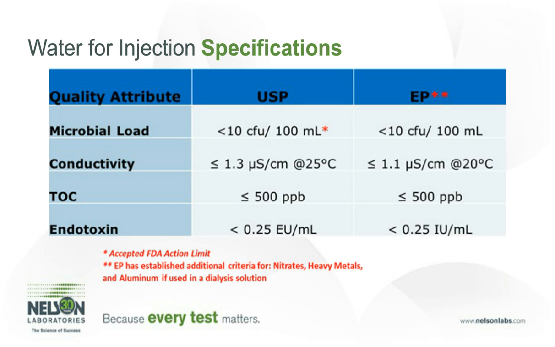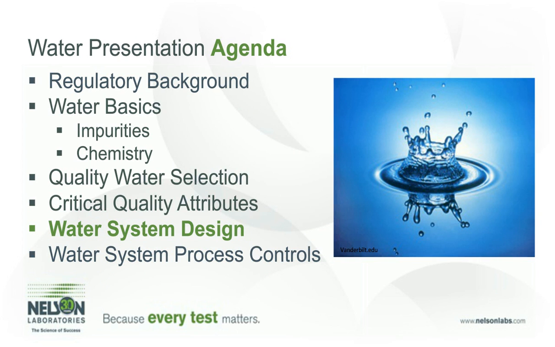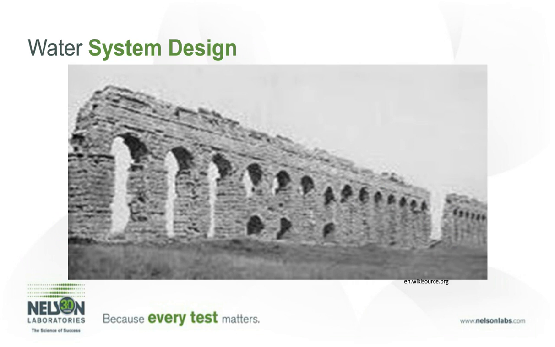Moving into our next section on water system design. Design is not only crucial to meet the designated use requirements, but also to maintain the system performance throughout the production life cycle. Improper design or design flaws have the potential to plague a system and significantly impact the quality of water and, in turn, the quality of product.